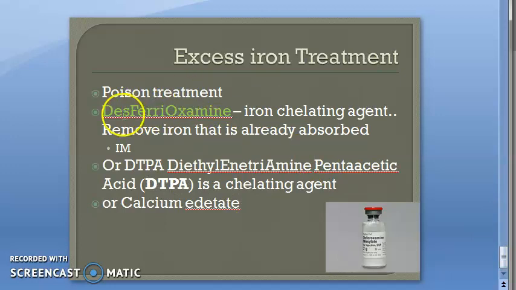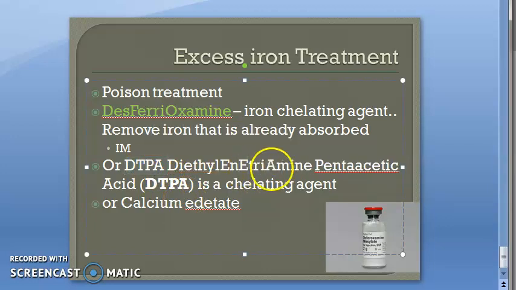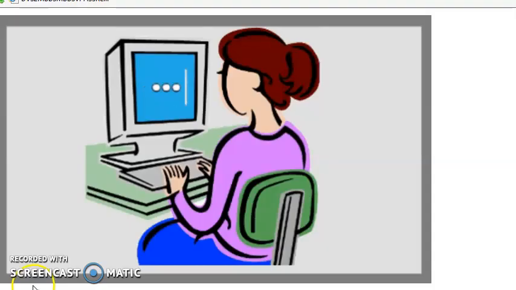Excess iron, if there is, you will give desferrioxamine. This is for acute iron poisoning. Other options are DTPA, that is diethylenetriamine pentaacetic acid. It's a chelating agent, or you can give calcium edetate. Okay. Remember desferrioxamine. Okay. For iron poisoning, desferrioxamine.